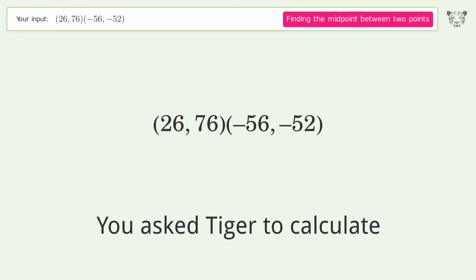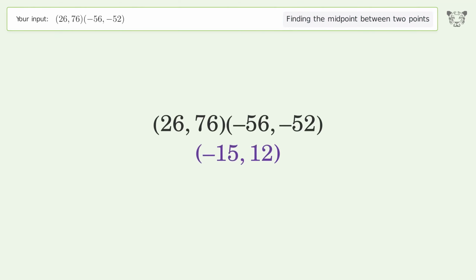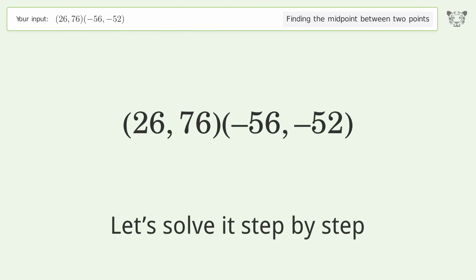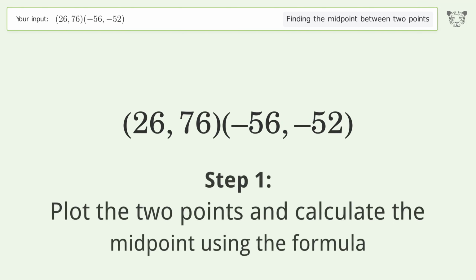You ask Tiger to calculate. This deals with finding the midpoint between 2 points. The midpoint between the 2 points is negative 15, 12. Let's solve it step by step. Plot the 2 points and calculate the midpoint using the formula.